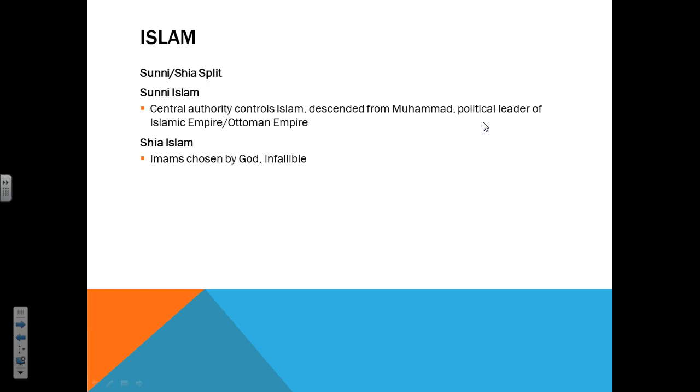So, basically, they'd be like pastors or priests in Christianity. In Shia Islam, they're more significant than that. They have a sort of divine authority because it's believed that they are chosen by God. So the concept is a lot more complicated in Shia, but for the purposes of this class, all we need to know is that there are these two denominations and that they are split.